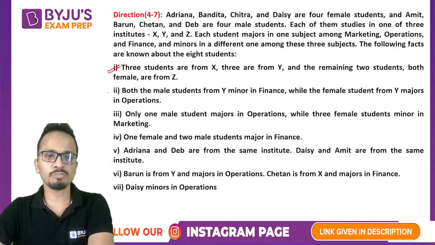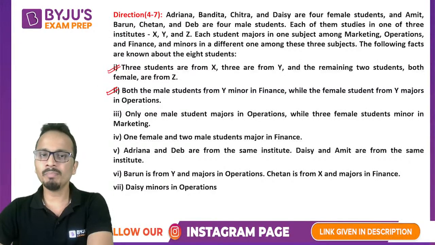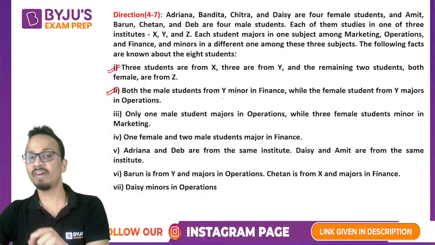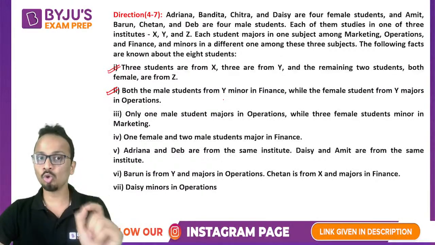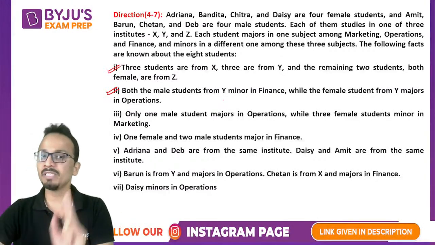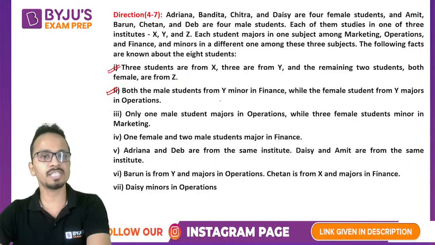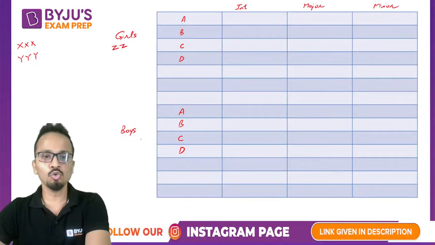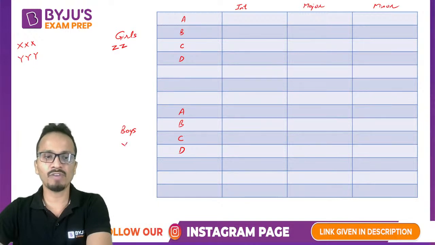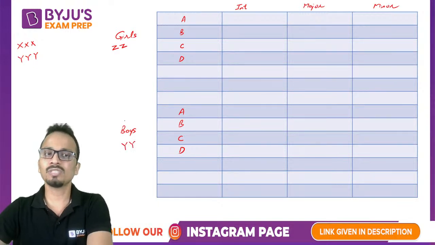Now second statement. Both the male students from Y. So दोनों male students Y के. That means there are 2 male students in Y. So Y के 2 हो जाएंगे. Z का हो नहीं सकता boy. तो X के 2 होंगे. Fine. So among boys, there will be 2 from Y and 2 from X.